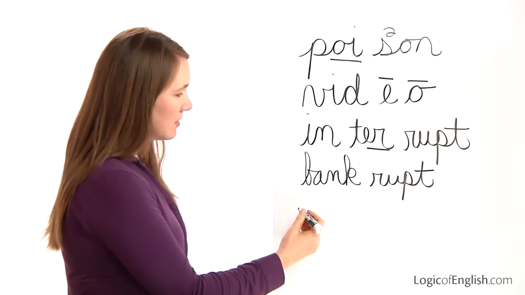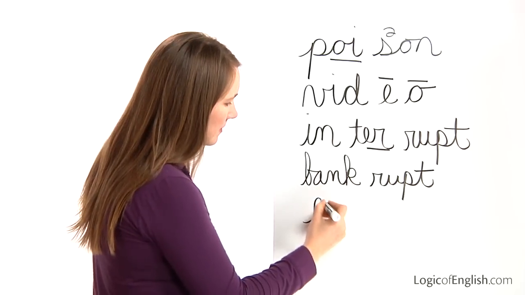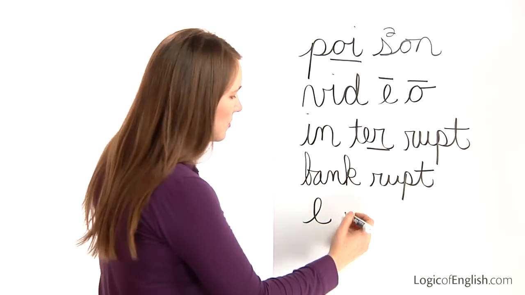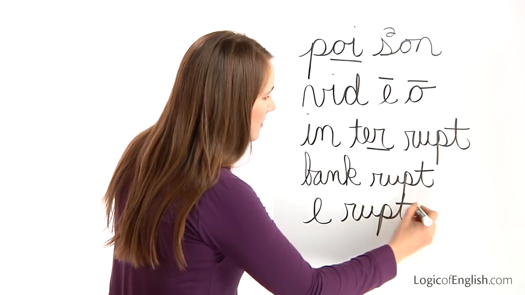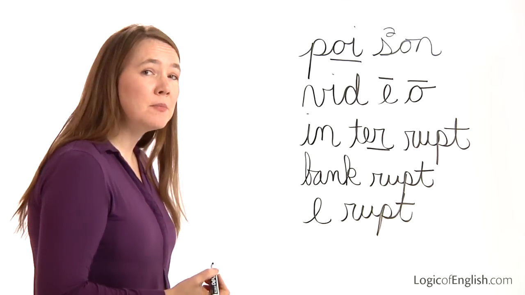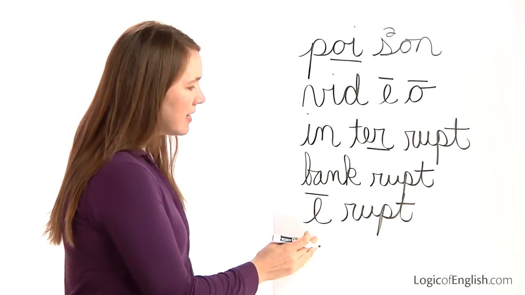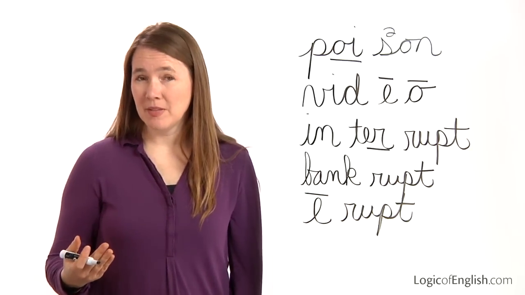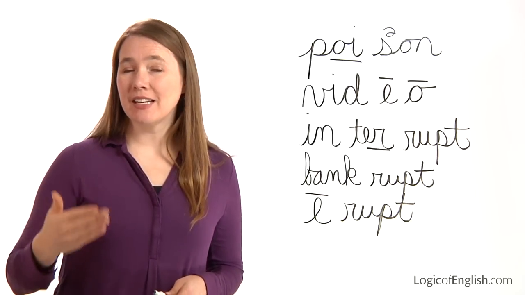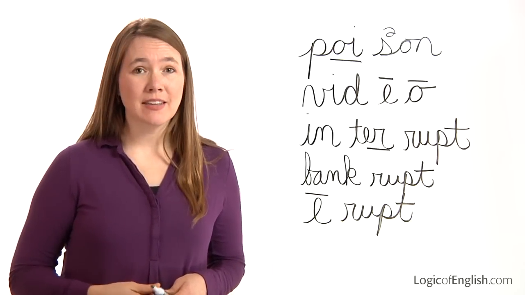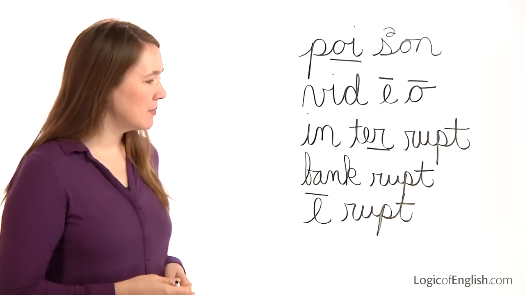And now help me to write it. The first syllable is E, and the second syllable is rupt. P-t. And how will we mark erupt? We'll draw a line over the E. And why did the E say its name? Because it's at the end of the syllable. And what's the rule? A, E, O, U usually say their names at the end of the syllable.